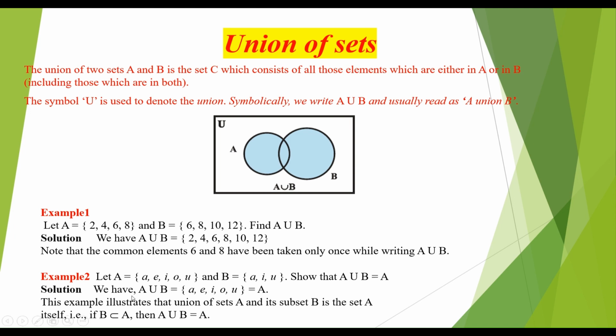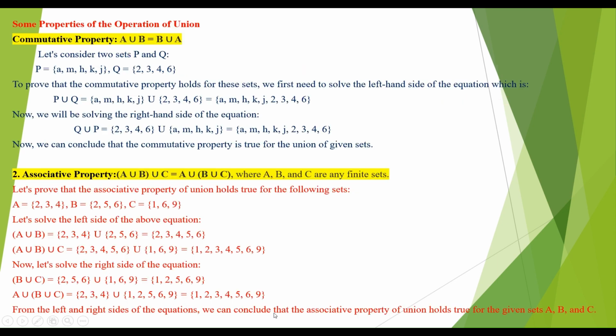First, let's see A union B. See what is there in set A: A, E, I, O, U, and set B: A, I, U. When we write A union B, we get A, E, I, O, U. Now, in order to satisfy this condition, A union B is equal to A, B should be a subset of A. Then only we can say A union B is equal to set A. Okay, I hope you are clear with this.